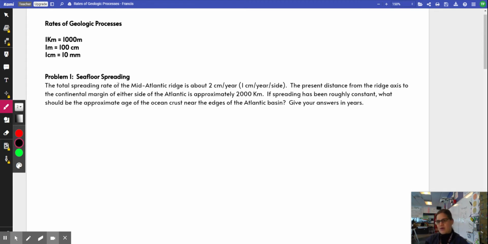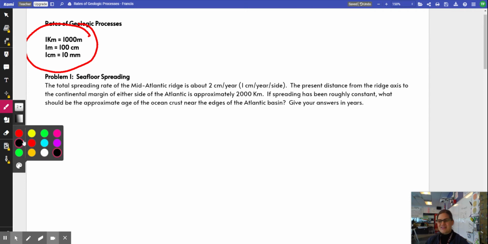If you are unaware, you probably should know these types of things, like 1 kilometer is 1,000 meters, 1 meter is 100 centimeters, 1 centimeter is 10 millimeters. You should know these generally, how to convert back and forth. So know those equalities.